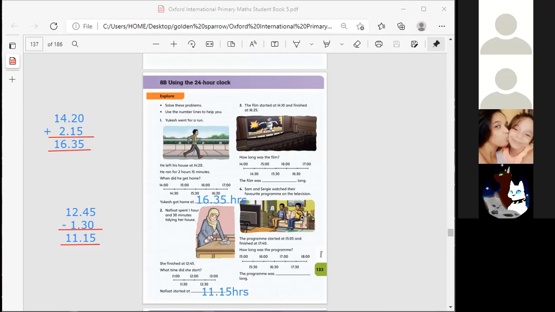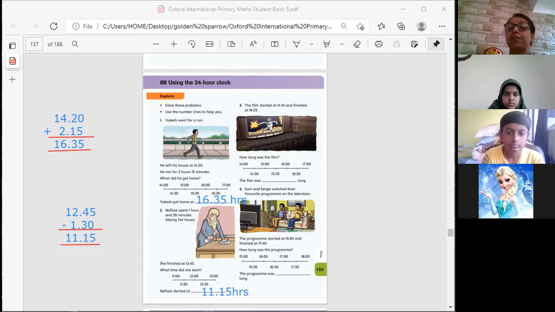Is everybody done with the first two? Are all paying attention for the third one? Yes, ma'am. Okay, now look at the third question. They say a film started at 14:10, finished at 16:25. How long was the film? Now tell me what I will have to do.